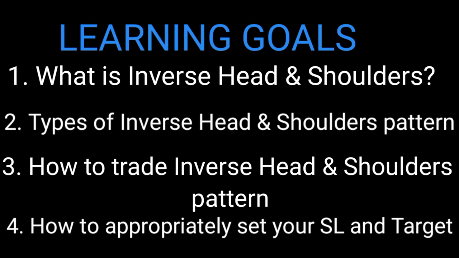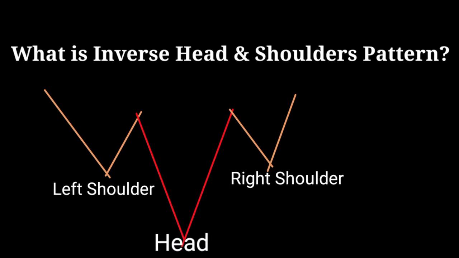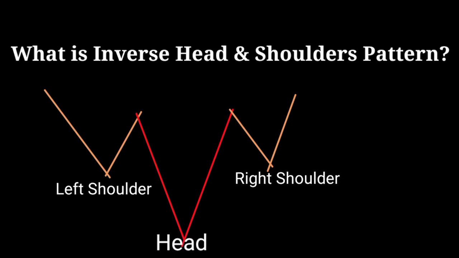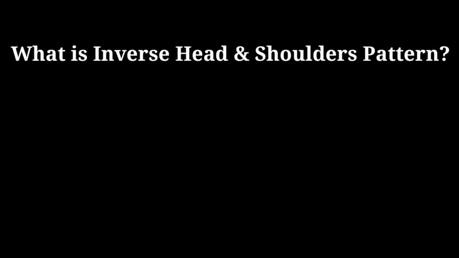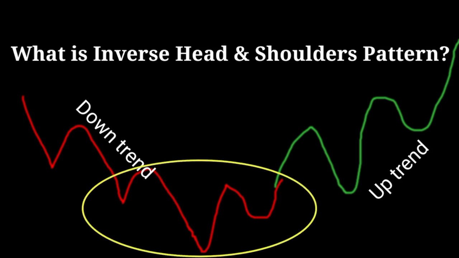So starting with the first: what is the inverse head and shoulder pattern? The inverse head and shoulder pattern is a bullish reversal pattern. What does that mean? It means that it is a pattern that shows a reversal from a bearish trend to a bullish trend. So invariably, the inverse head and shoulder pattern is a pattern that occurs after a downward trend, signaling the beginning of a bullish trend.